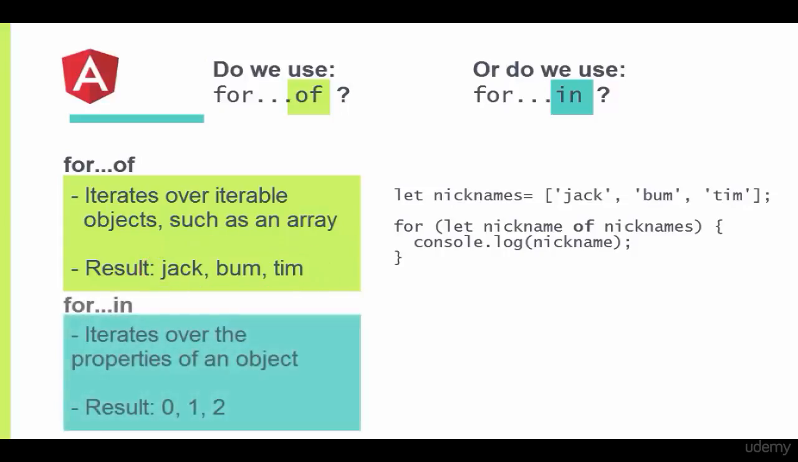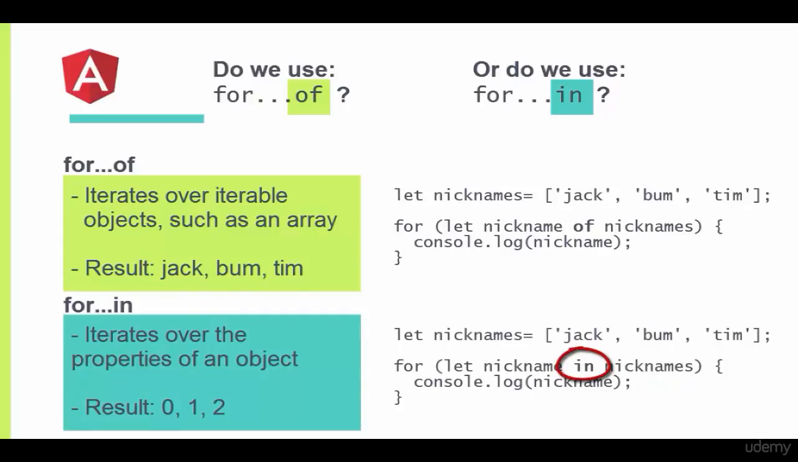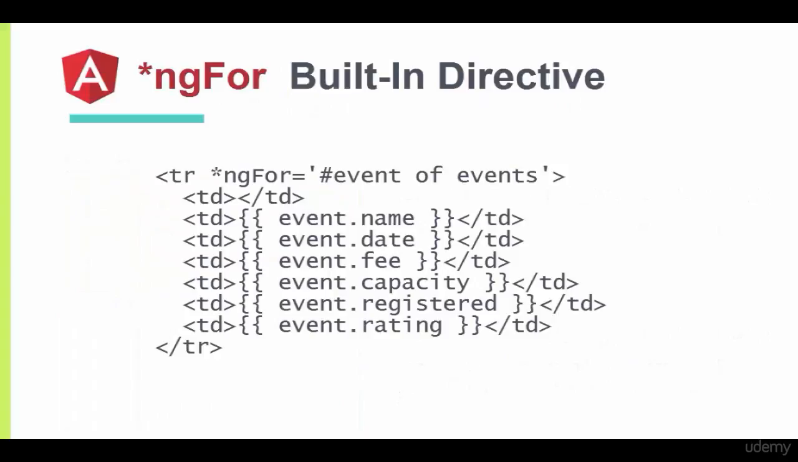The for in loop iterates over the properties of an object. When working with an array, such as in this example, the array indices are enumerable properties with integer names and are otherwise identical to general object properties, so we see each array index logged to the console. To help remember the difference, think of in as iterating the index. Since the *ngFor directive iterates over iterable objects, not their properties, Angular 2 authors decided to use the of keyword in the ngFor expression.